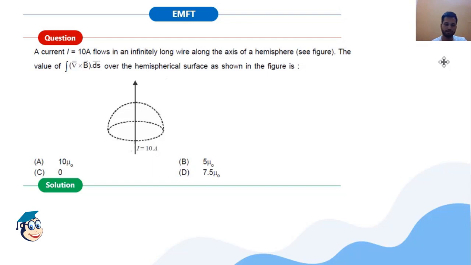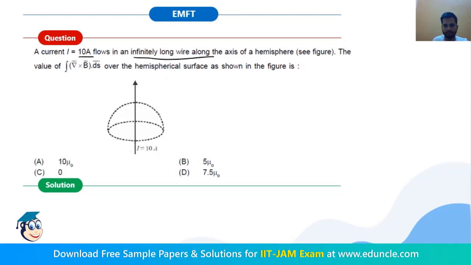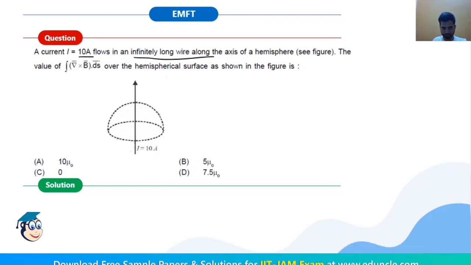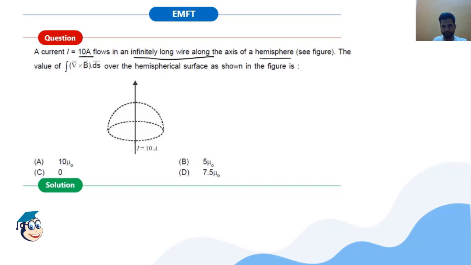Okay, so this question reads: a current of 10 amperes flows along an infinitely long wire along the axis of a hemisphere. You can see the figure in the question itself. Then what is the value of the surface integral of del cross B dot ds over the hemispherical surface as shown in the figure?